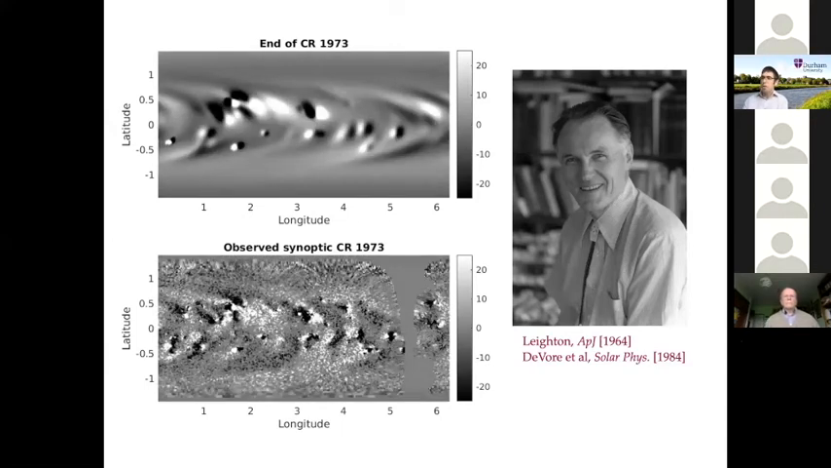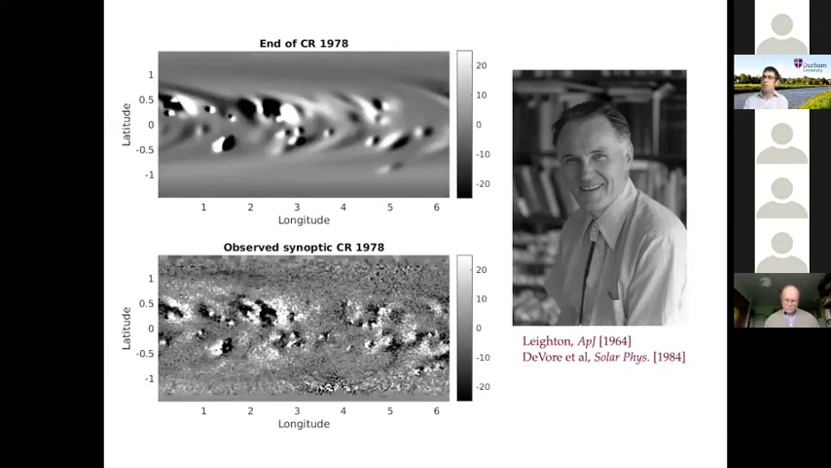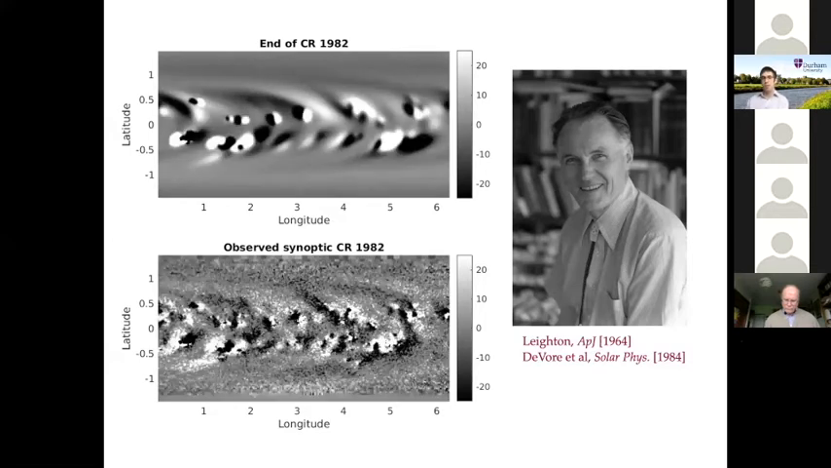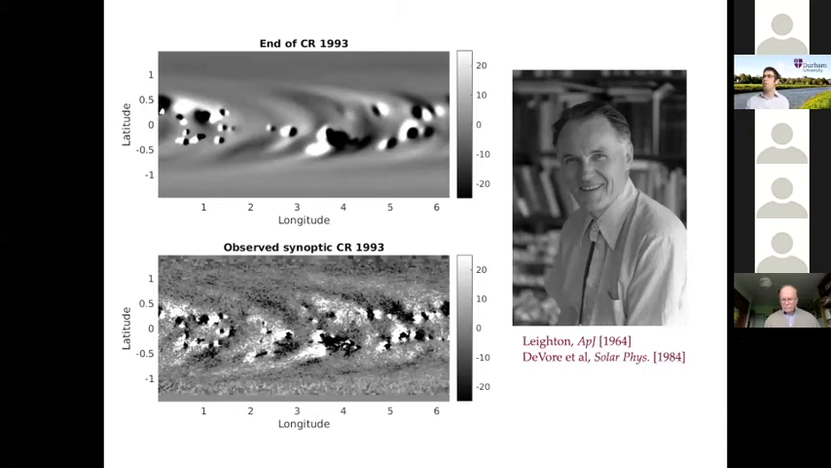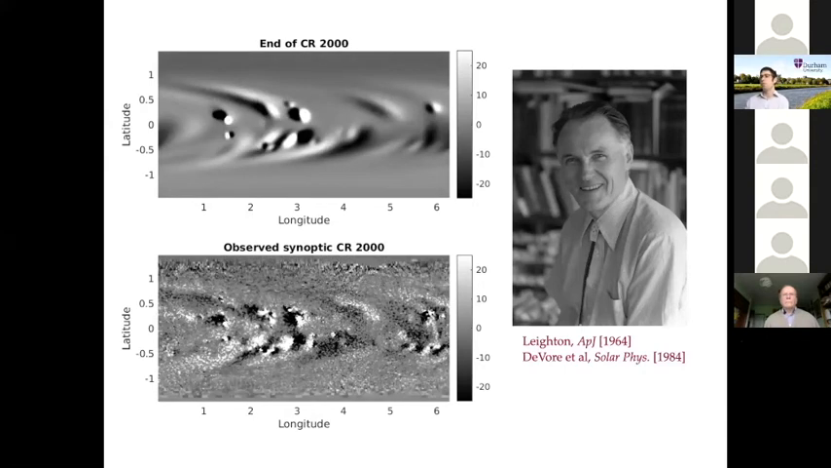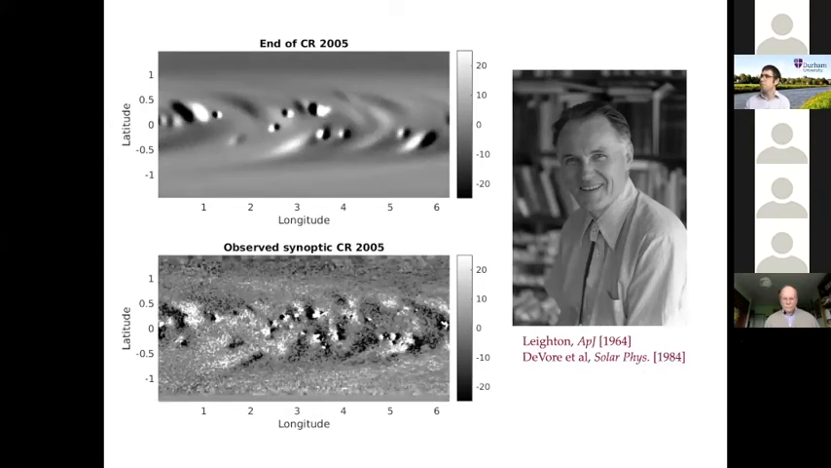So basically, with the observed one, you can only make a map once every 27 days because you have to wait for the sun to rotate around. Whereas the model is continuously evolving. But I'm showing it here just for comparison.